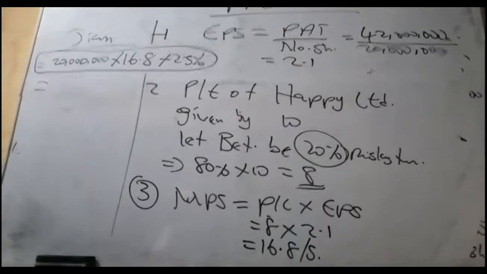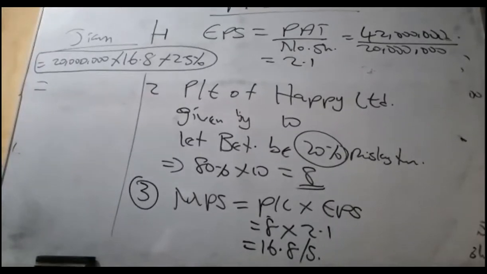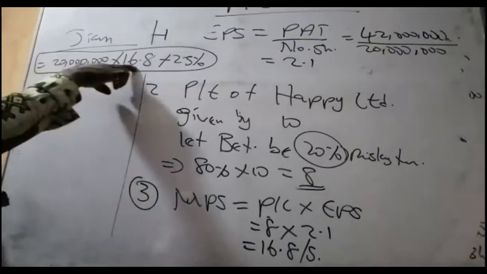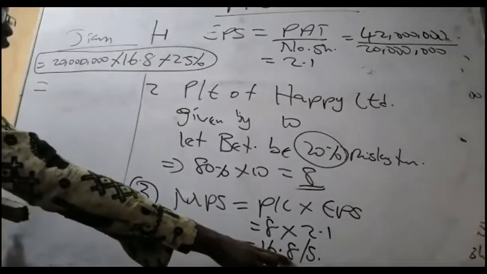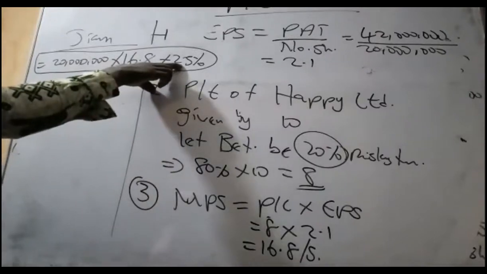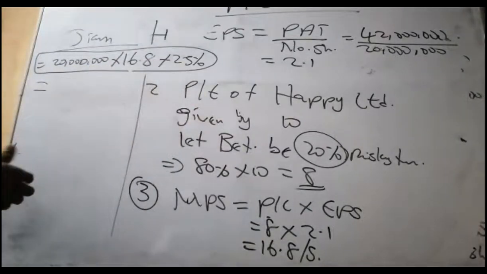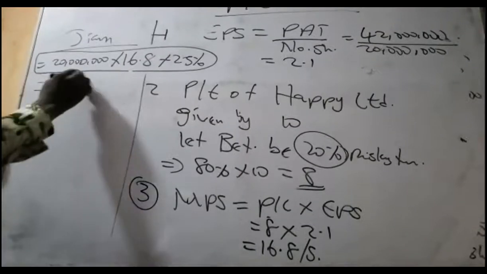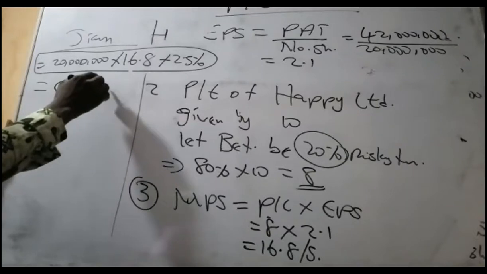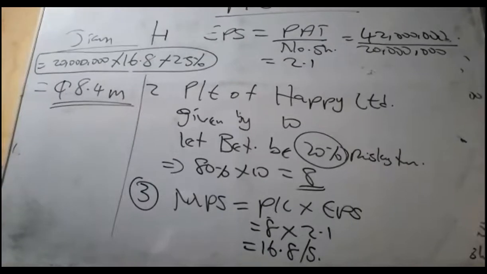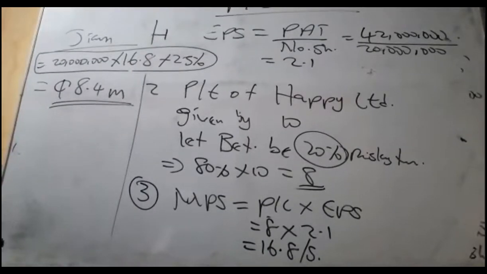We are done. Now let's move on to the dividend yield method. The number of shares times the share price, and the share price is 16.8, that's the market price. This gives us the total value, times the shareholding JM has. So it is 8.4 million. He will get 8.4 million. Great.